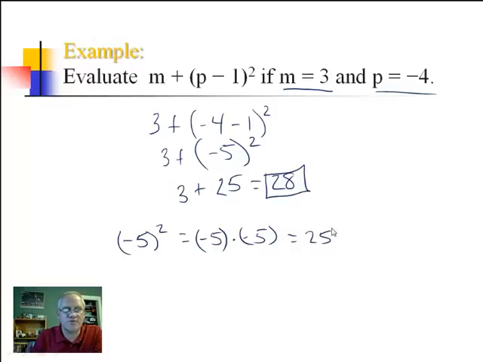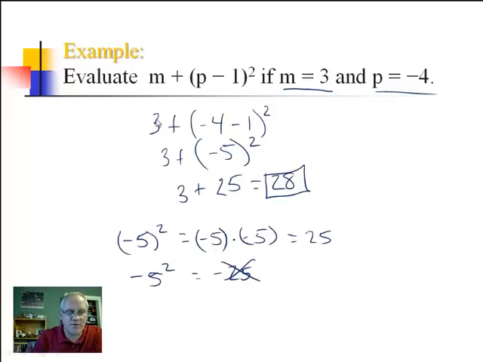5 times 5 is 25. If you plug this into your calculator, you have to put in the parentheses, like I did here. If you just type negative 5 squared into your calculator, you know what it's going to tell you? Negative 25. Okay, that is not correct.